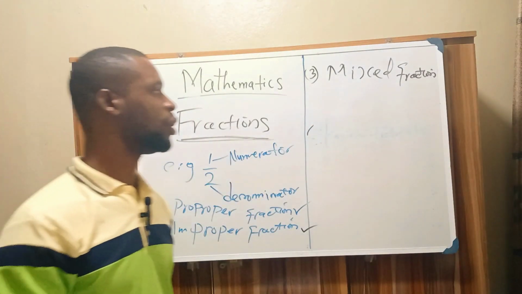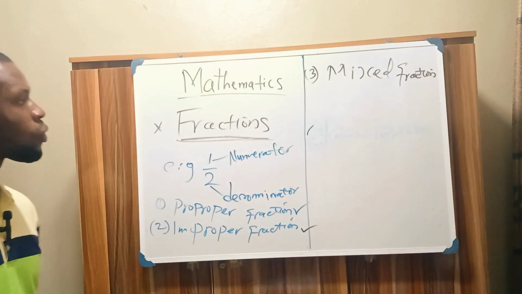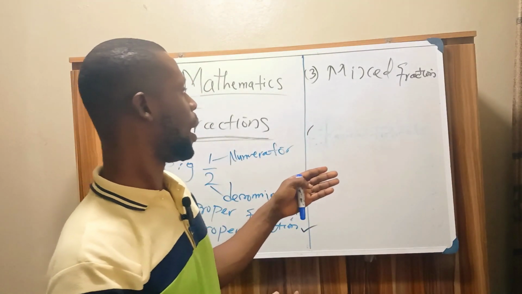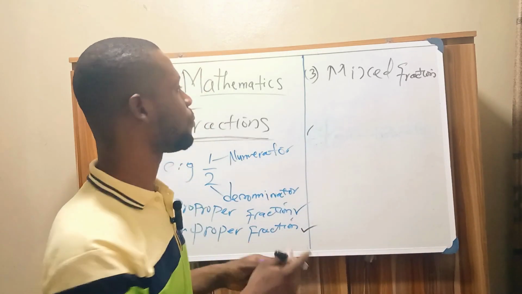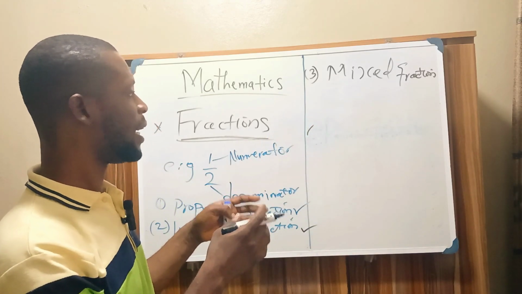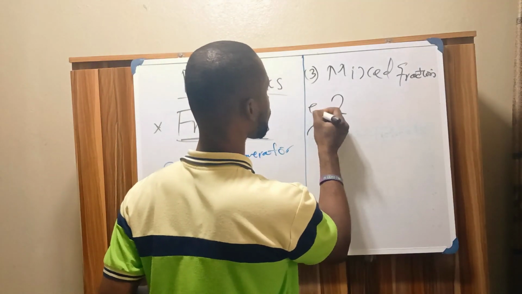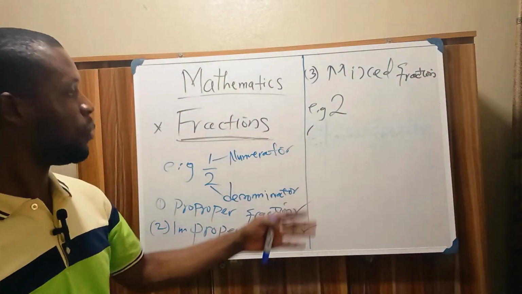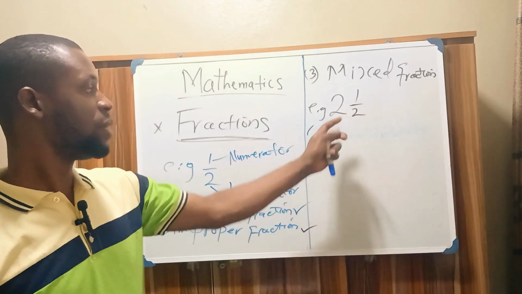Now, what is a mixed fraction? A mixed fraction is a fraction that has a whole number and a fraction written together. A mixed fraction is a fraction in which a whole and a fraction are written together. A whole number, for example, 2, maybe 2 whole number 1 over 2. This is a mixed fraction.